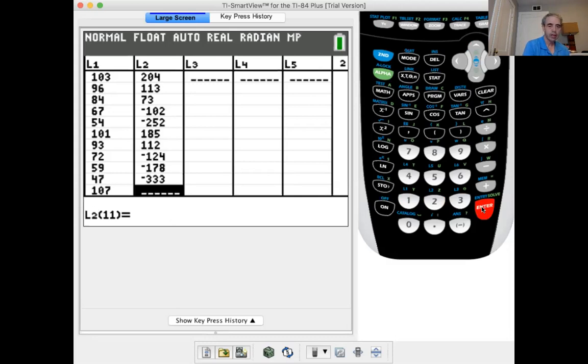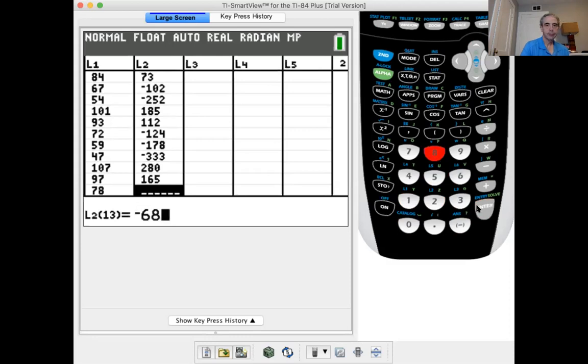107, Astros 280. They won 107 games. They won the most games in the American League this year. Again, you might know why. Next up, 165. Then negative 68. Negative 99 and negative 135.